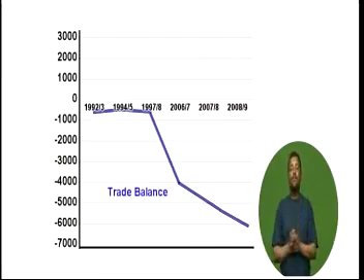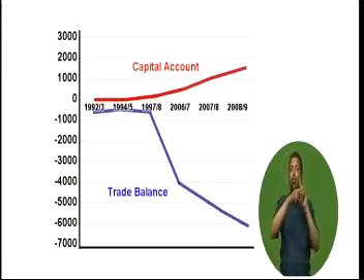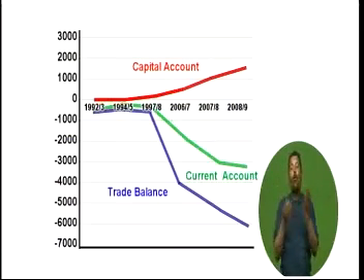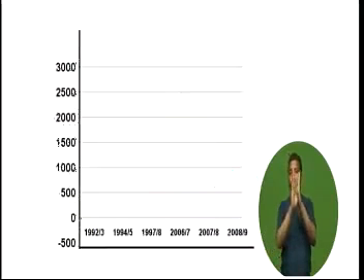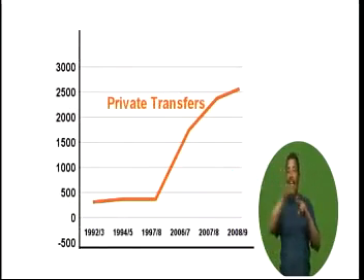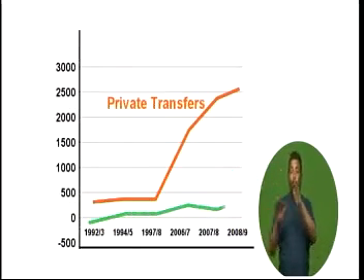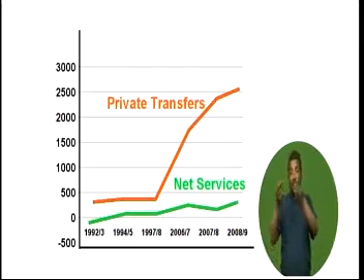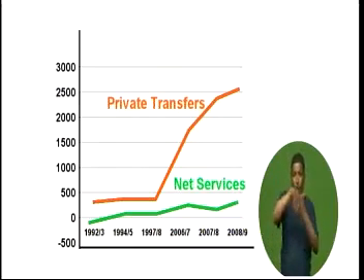However, the capital account was positive and shows a positive trend. Due to the large magnitude and increasing trade deficit, the current account also exhibits a growing deficit. In this line graph, the upper line represents private transfers, while the lower line represents net services. Net services and private transfers depict a positive balance and an increasing trend in all years.